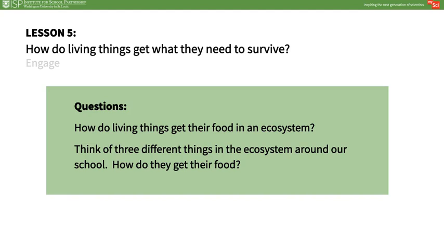In the Engage portion of the lesson, start by asking students how living things get their food in an ecosystem. Have them turn and talk to a neighbor about their ideas. Continue the discussion as a whole class, asking them to think of the living things in the ecosystem around the school and how those living things get their food.